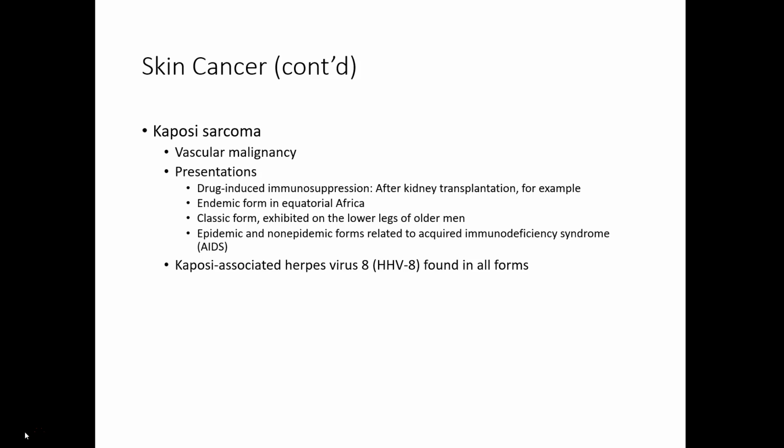Now, Kaposi sarcoma is a vascular malignancy often associated with HIV and AIDS infection. Drug-induced immunosuppression after kidney transplant, for example, is one way Kaposi sarcoma develops. It is known to have an endemic form in the equator area along Africa. The classic form was exhibited on the lower legs of older men. And like I said before, the epidemic and non-epidemic forms are related to acquired immunodeficiency syndrome, or AIDS. And then we have the Kaposi-associated herpes virus, or HHV8, which is found in all forms.